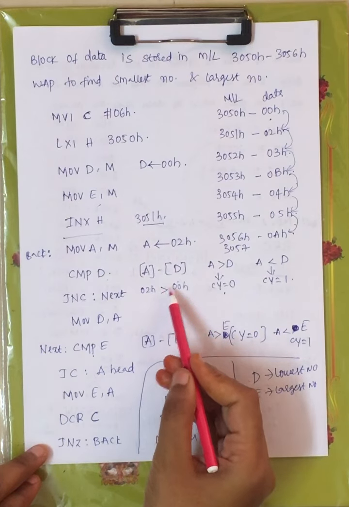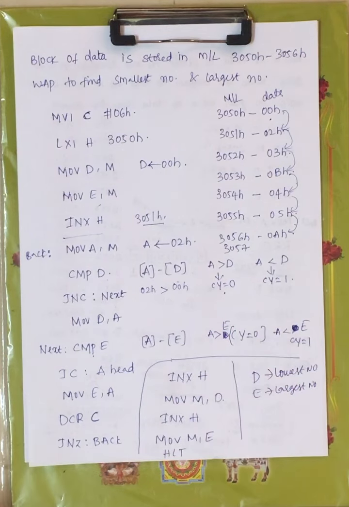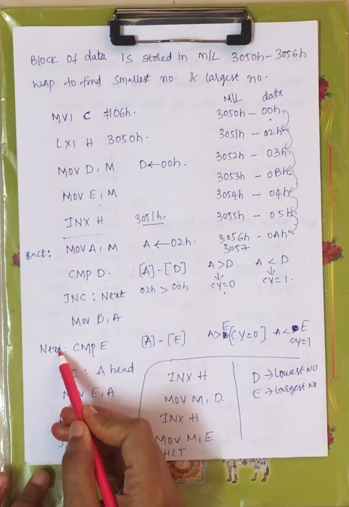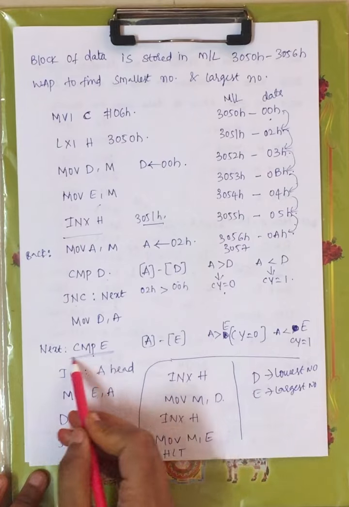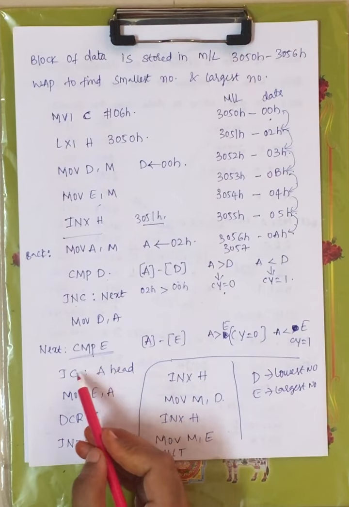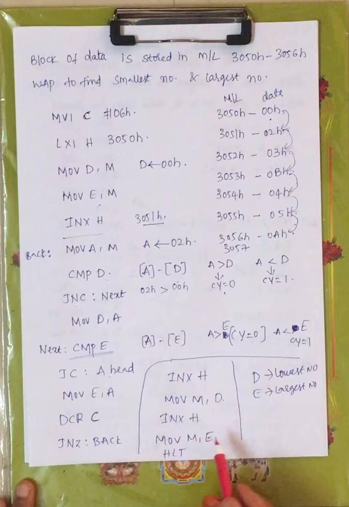When A is greater than D, carry will be 0, right? Jump if no carry. There is no carry here, so it will jump to this instruction. Compare with E, right? Again it will compare with E. Now if there is a carry, it will jump to this.